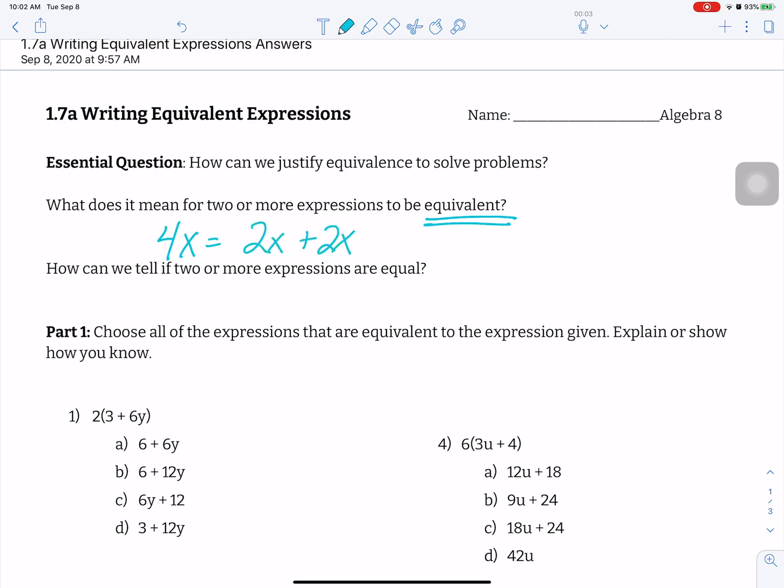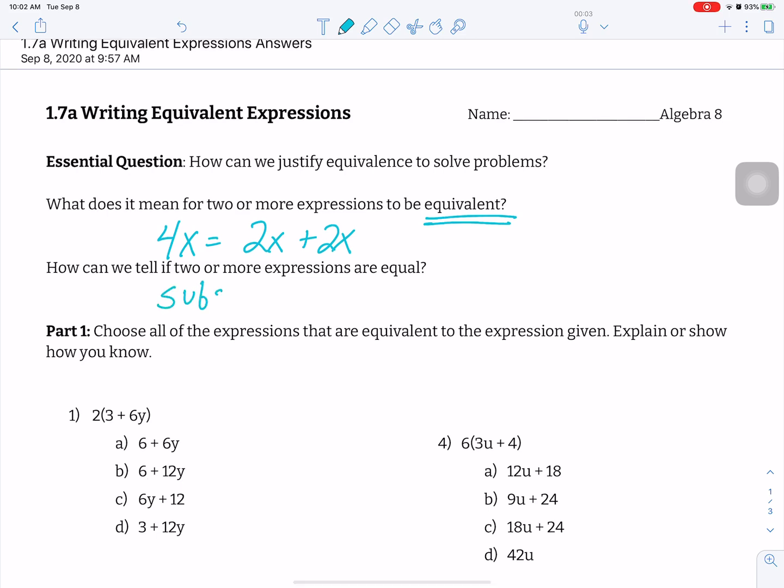If I had 4 $1 bills, it's the same as having 2 $1 bills in one pocket and 2 $1 bills in another pocket. We know that they're equal. In this case with expressions, one thing is I could substitute in a value, or I can simplify.